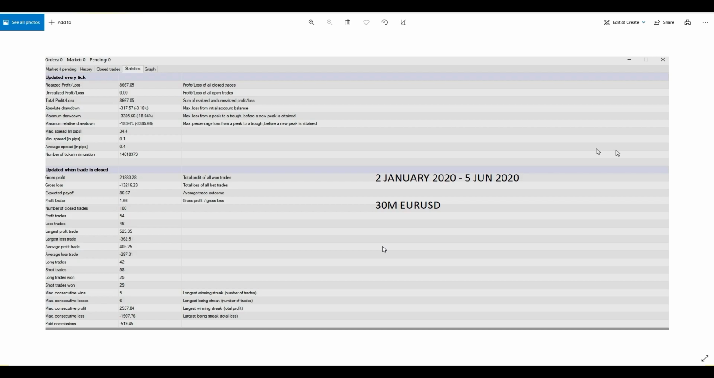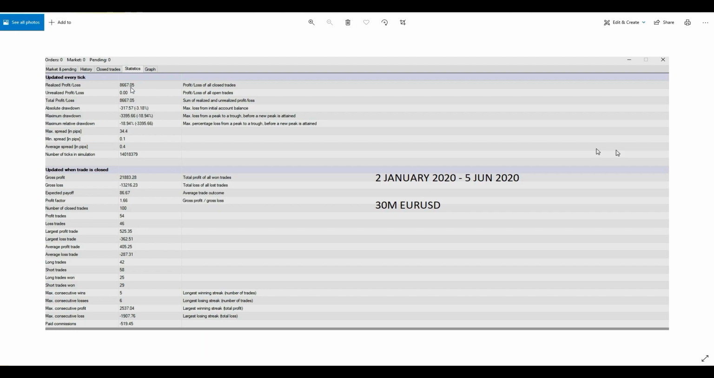So okay, this is the result of 100 tests. So I tested this from 2 January 2020 until 5 June 2020, and it's 30 minutes EUR/USD, and in 100 trades, I have 54 wins and 46 losses. Okay, so I made 8,600, which is 86% in 100 trades. Okay, so I risk only 2%. So this is very good.